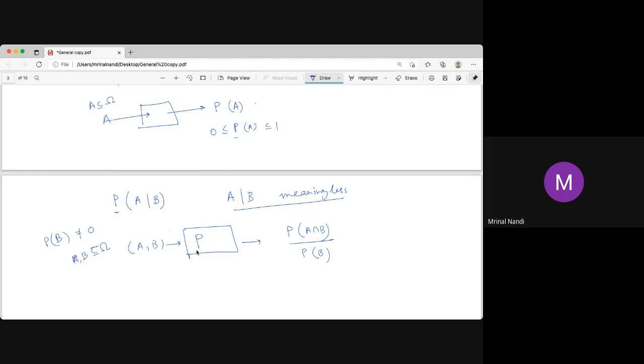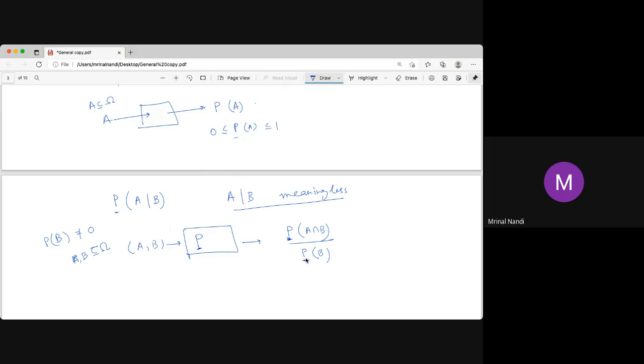So remember, this probability P and the previous probability are totally different. Conditional probability and the unconditional, simple probability are not the same thing. When I talk about conditional probability, it takes two inputs, two different events, first and second. That's the probability of the first one given the second one, and its meaning is probability of A intersection B divided by probability of B. So remember, this P and this P are different.